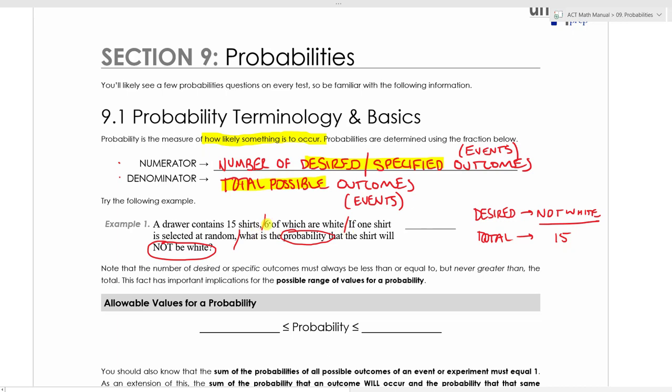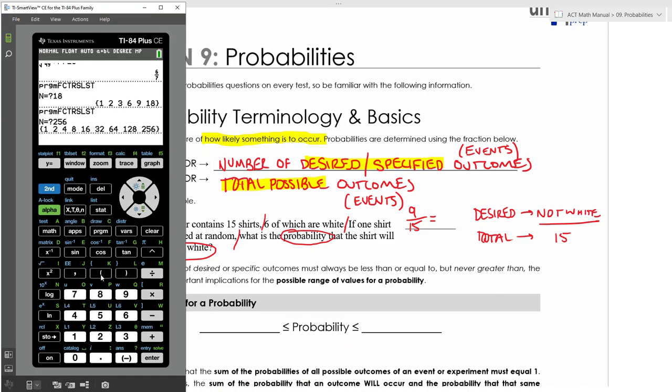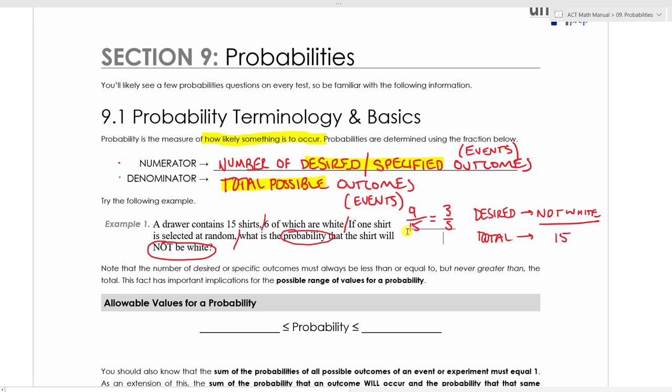Well, the not white shirts are simply going to be these 15 minus 6, the other shirts aside from the white ones. So that's going to be 9 not white shirts out of 15 total shirts, and we can reduce that either in our heads. I'm going to go ahead and use the calculator. We're going to do 9 divided by 15. We are going to math, enter, enter, and we're going to get 3/5. So that is the reduced probability fraction. So there is a 3/5 probability that this shirt will not be white.